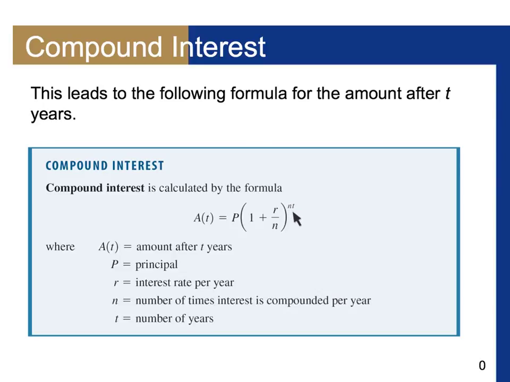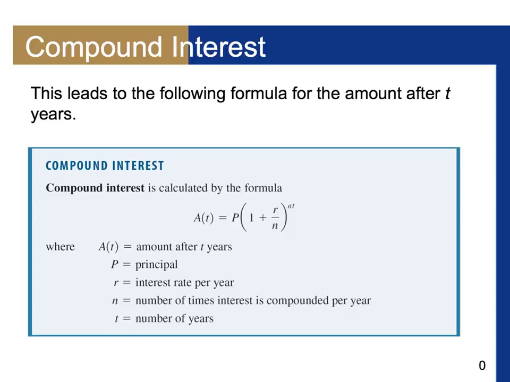So we're going to take years times number of times per year. So now we're going to calculate interest every month if n is 12, or every 3 months if n is 4, or every 6 months if n is 2. Okay, so we're going to do it more often. So that's how we do compound interest.